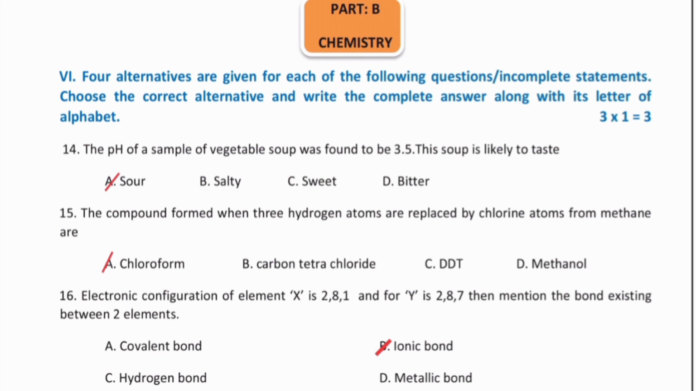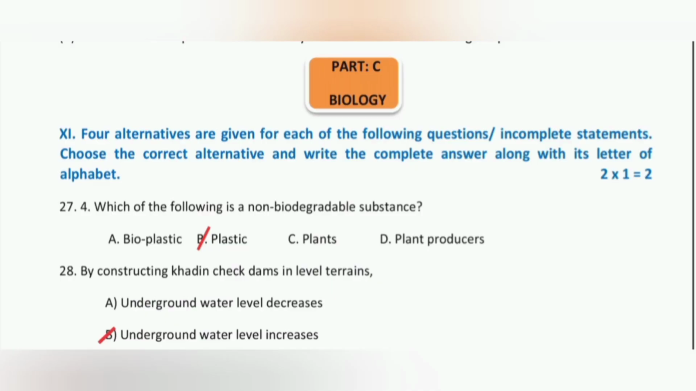Next question. The compound formed when 3 hydrogen atoms are replaced by chlorine atoms from methane is: methane has 4 hydrogen atoms, and when 3 of the hydrogen atoms are replaced by chlorine, it is chloroform. Option A, chloroform. Electronic configuration of element X is 2, 8, 1 and Y is 2, 8, 7. The type of bonding between the two elements will be ionic bond because there is transfer of electrons.